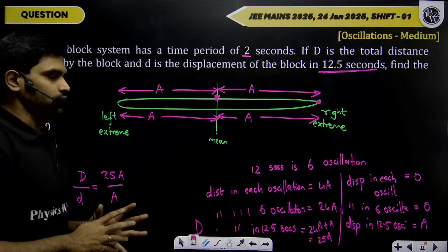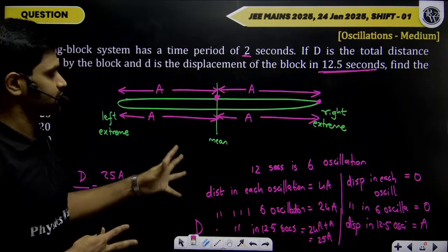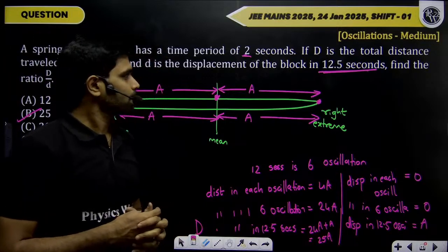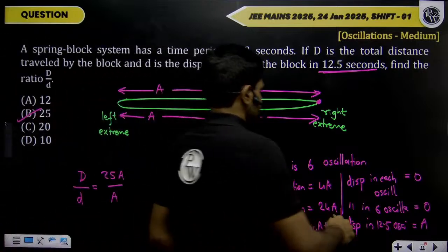So this is a kind of medium question, because you need to understand what's happening in an oscillation. It is not a straightforward formula-based question. So let us move to the next question.